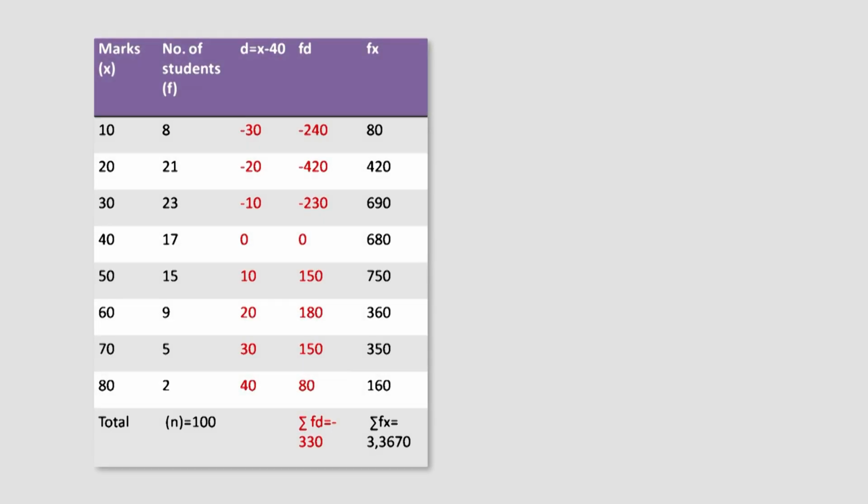So, that is the shortcut method. Let us try to understand how to calculate mean for this given set of data with the direct method. So, in this case what did you do? The variable, that is marks in this case.